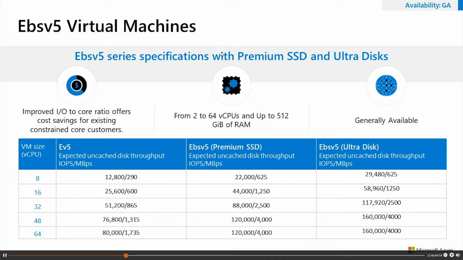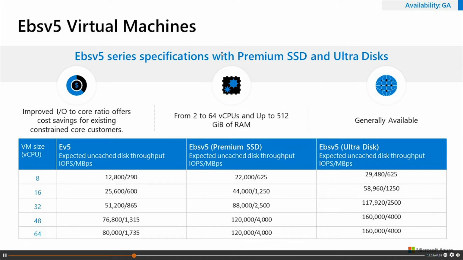For instance, let's take the 32 vCPU VM size. The maximum throughput that is offered in the Ev5 series is 865 megabytes per second. However, if your workload needs much higher throughput for the same VM size, you can now choose the Ebsv5 series, which offers 2,500 megabytes per second throughput. And this is almost twice the throughput and allows you to get the desired cost savings.